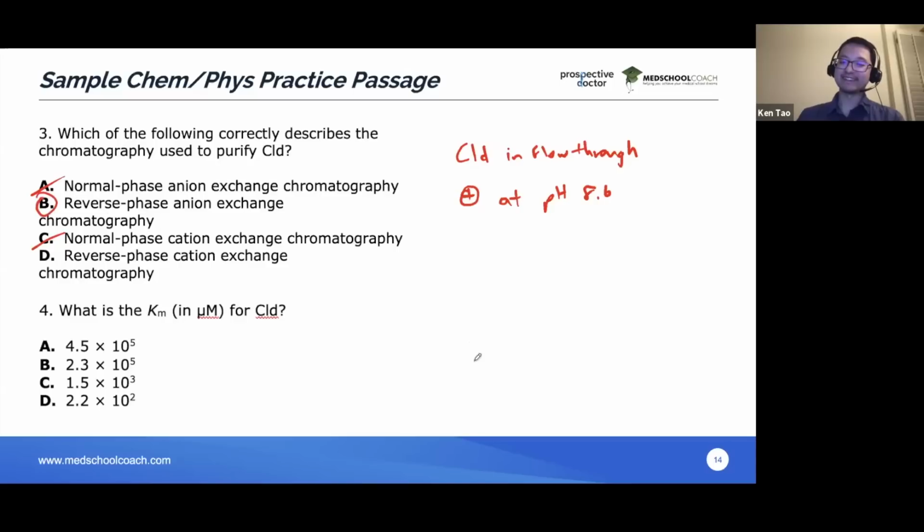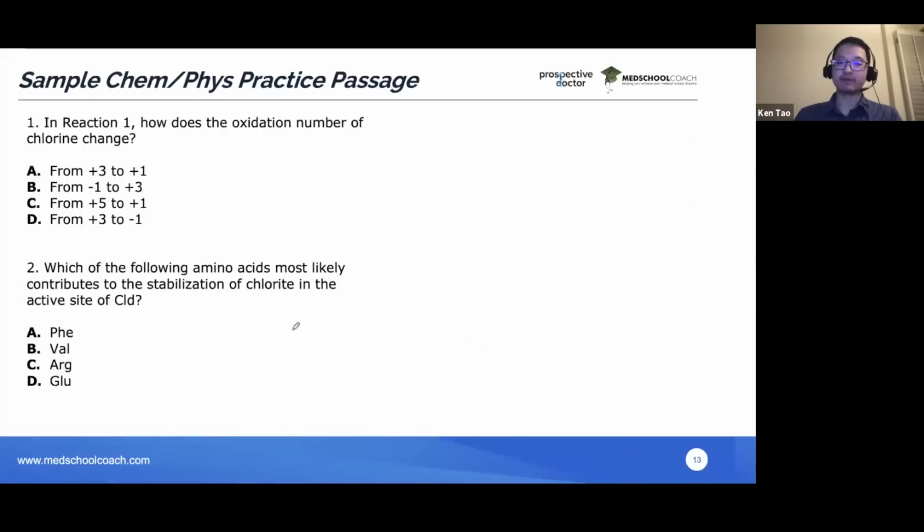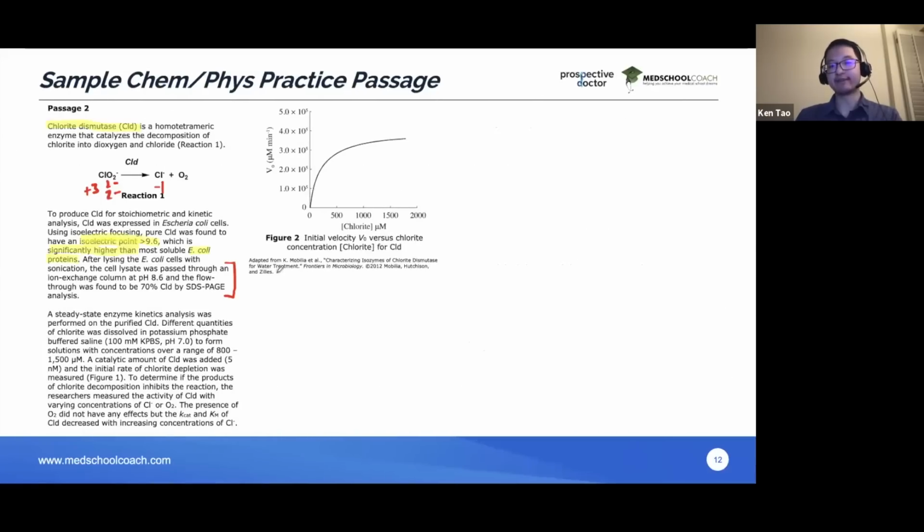All right, so you can see some questions in MCAT slightly easier, some questions in MCAT more difficult. All right, so looking at number 4, what is the Km in micromolar for chloride dismutase? All right, so this is one of the standard questions where they either give you data to determine this or they give you the graph. And as we recall from this passage, we did have this Michaelis-Menten saturation curve. If we want to determine the Km, remember the Km is the substrate concentration at 1/2 Vmax.